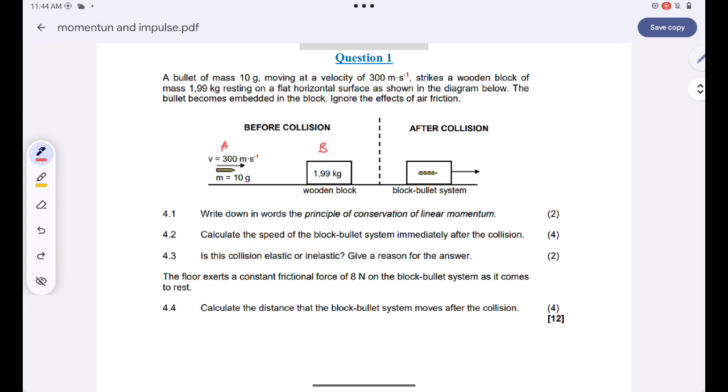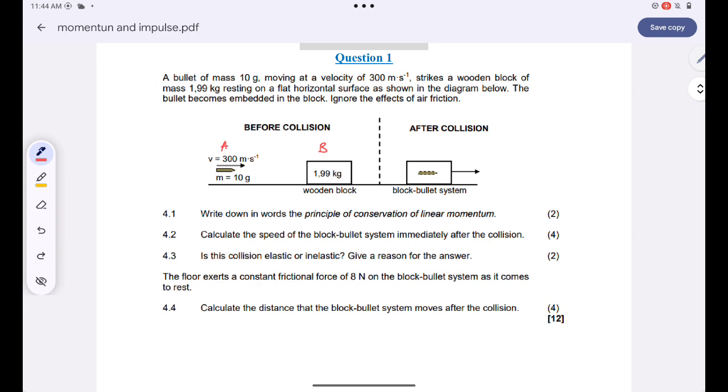First question: write down in words the principle of conservation of linear momentum. It simply states that in an isolated system, the total linear momentum is conserved in both magnitude and direction. Then 4.2, we are being asked to calculate the speed of the block-bullet system immediately after collision.